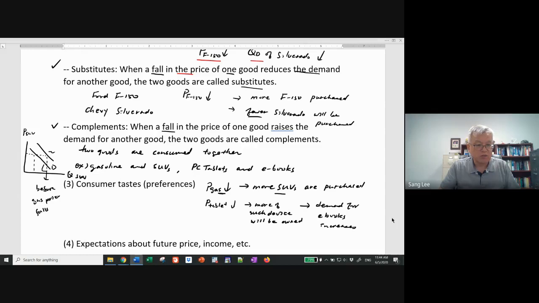Okay, so this new demand is what? After gas price falls. Okay, so certainly demand curve of SUV shifted. Demand curve of SUV shifted to the right.